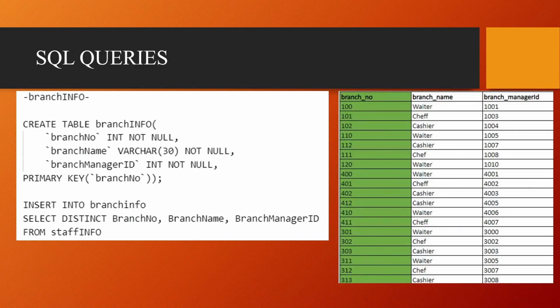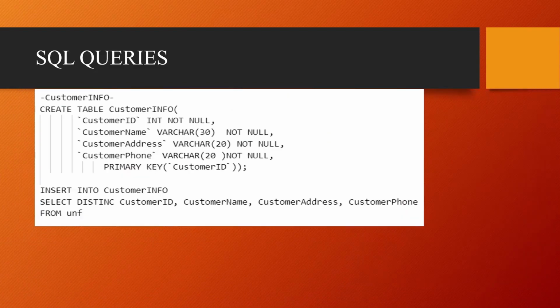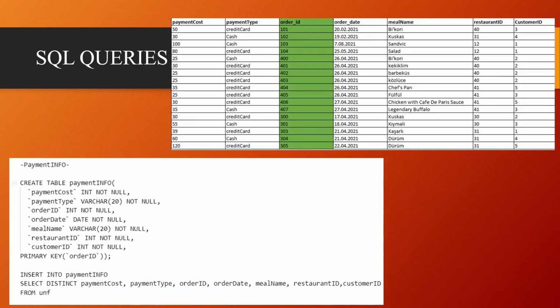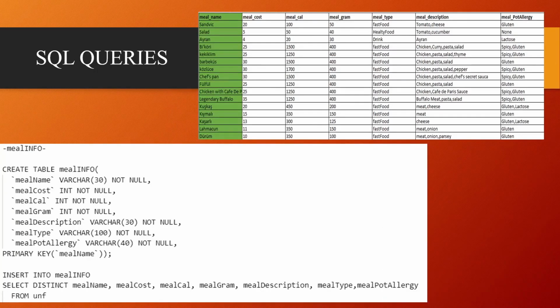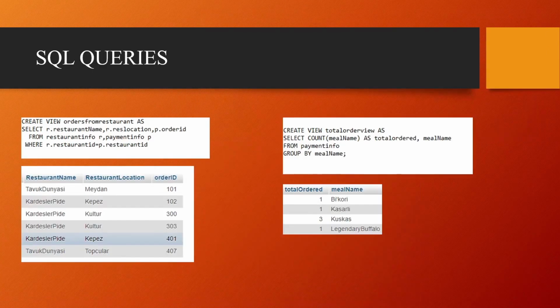Here is the branch info table. This is the customer info table. This is the payment info table, which has 7 attributes. Here's the meal info table, and we can see how much a meal costs, how many calories are in it, and potential allergies in it. These are the views we create for the user interface. I'm ending my part, and Kenan Ufuk explains our user interface. Thank you.